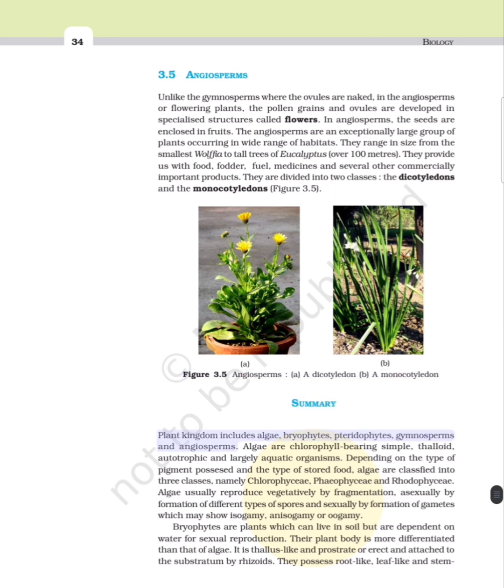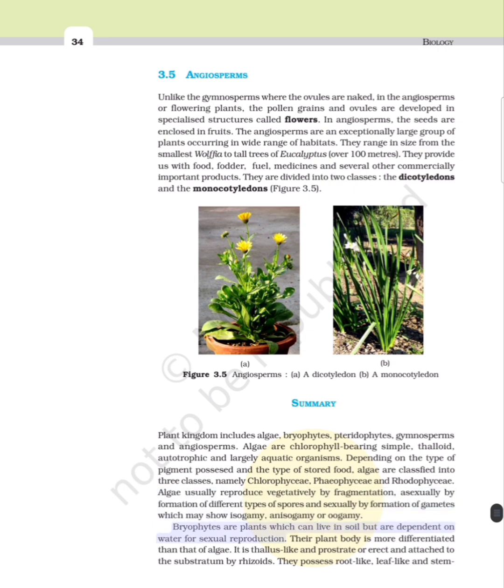Summary. Plant kingdom includes algae, bryophytes, pteridophytes, gymnosperms and angiosperms. Algae are chlorophyll-bearing, simple, thalloid, autotrophic and largely aquatic organisms. Depending on the type of pigment possessed and the type of stored food, algae are classified into three classes, namely Chlorophyceae, Phaeophyceae and Rhodophyceae. Algae usually reproduce vegetatively by fragmentation, asexually by formation of different types of spores, and sexually by formation of gametes which may show isogamy, anisogamy or oogamy.